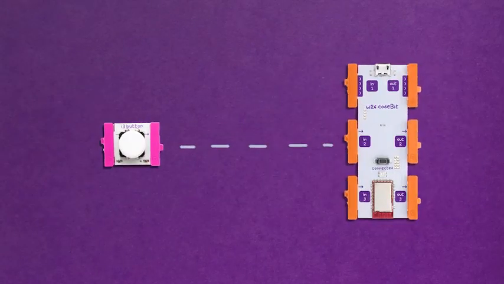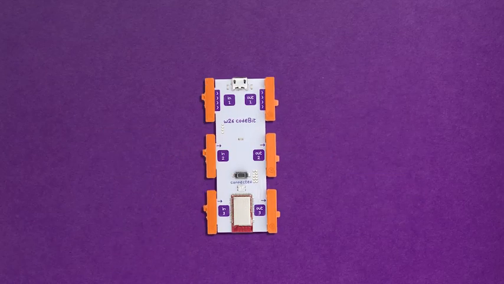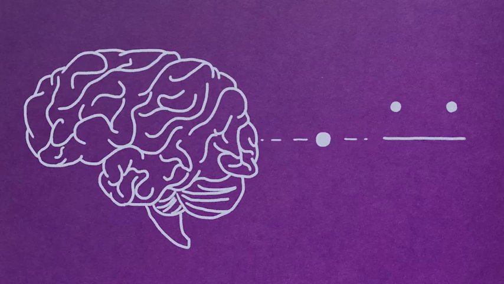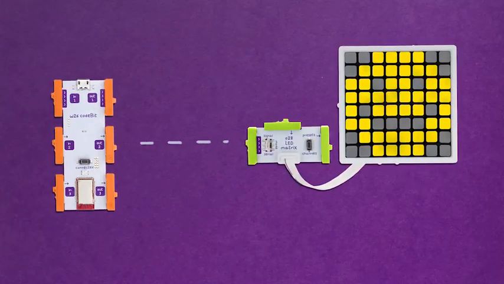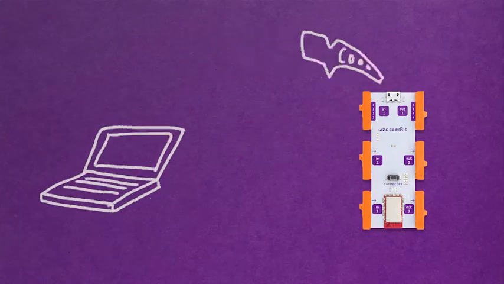Just how inputs work. When they sense something, they rush to tell the CODEBIT, hey, look what's up. Now the CODEBIT will take those signals and think about how it wants to react to them. Just like your brain making you smile when you get a high five, the CODEBIT will tell outputs how to react to signals from inputs. All this happens by loading code to your CODEBIT.